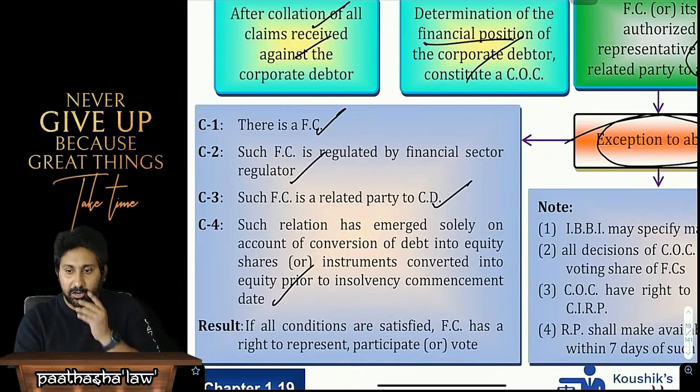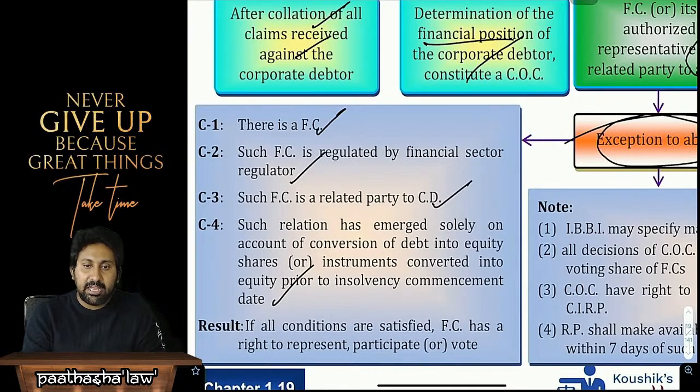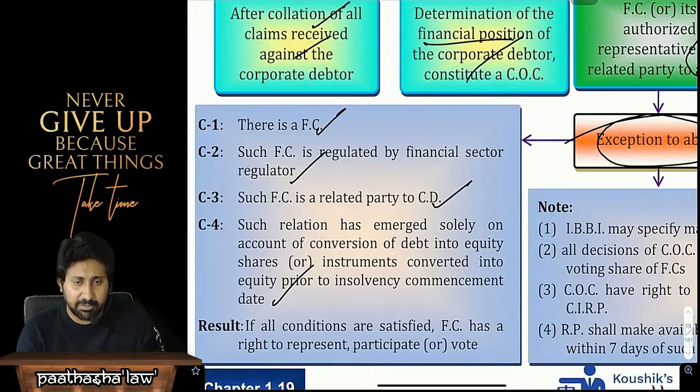Okay, see here now. There is a financial creditor. Such a financial creditor is regulated by a financial sector regulator. Such a financial creditor is a related party to the corporate debtor. Such a relation has emerged solely on account of a conversion of debt into equity shares or instrument convertible into equity prior to the insolvency commencement date.